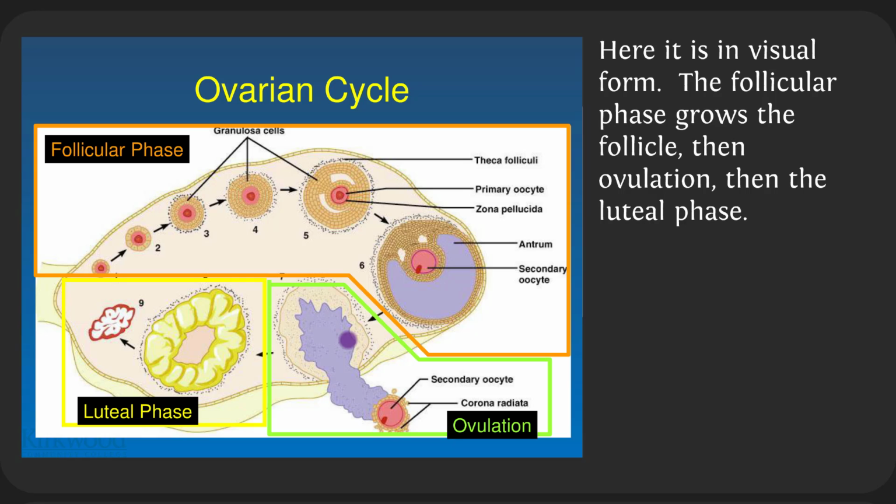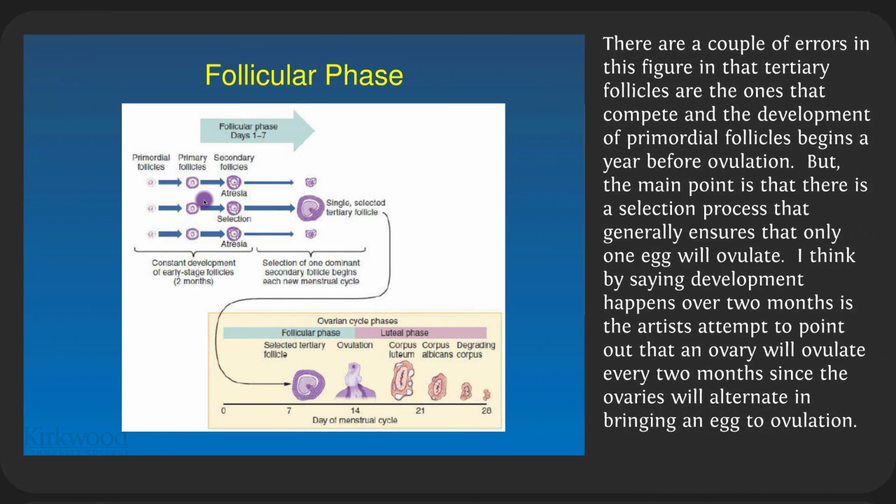Here it is in visual form. Follicular phase, ovulation, driven by the corpus luteum, so this is called the luteal phase. There are a couple of errors in this figure, or at least differences from my understanding. So one of the things is it's the tertiary follicles that actually compete, not the secondary. And also, it's my understanding that we go from primordial to primary to secondary about a year before ovulation. It's not just 2 months before ovulation.